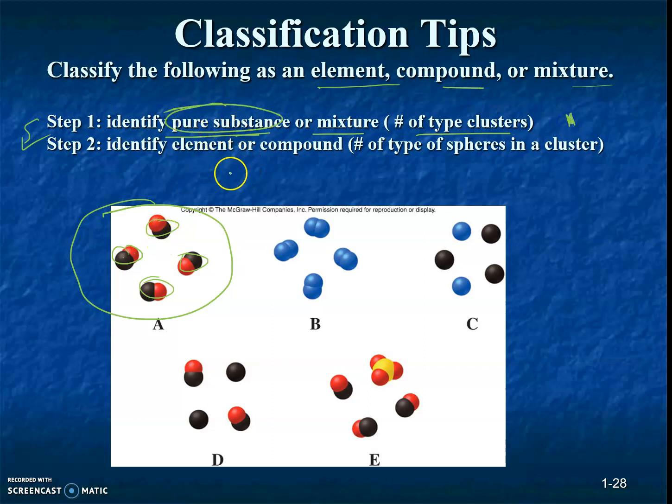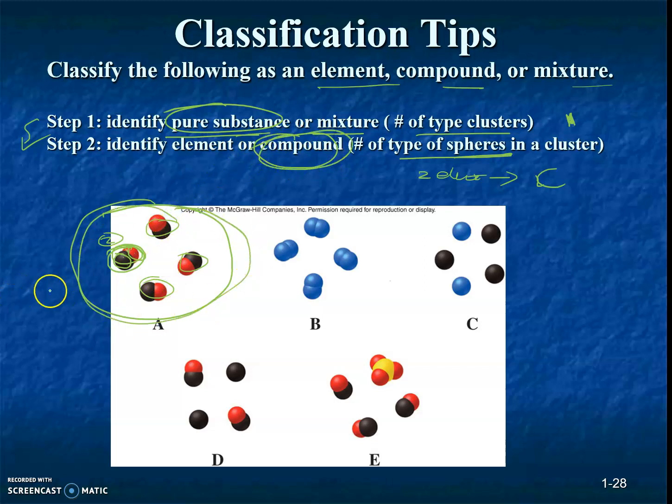So I'm a pure substance. If I'm a pure substance, then I will check each of the clusters. How many types of spheres are there? I have one black, one red. So I have 2 types of spheres. So I have 2 types of elements together, so I make a compound. So this is a compound. It's a pure substance made from a compound.